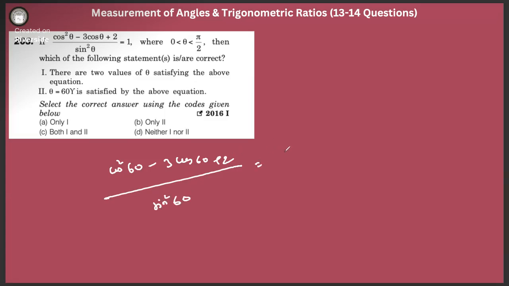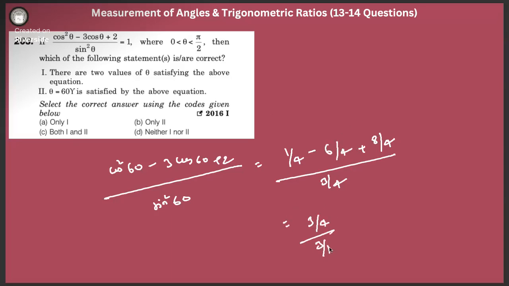Cos 60 is how much? 1 by 2. 1 by 2 square is 1 by 4. 3 into cos 60 is how much? 3 by 2. Plus 2, divided by sine square 60, where sine 60 is root 3 by 2, and root 3 by 2 squared is 3 by 4. Right, guys? Yes, sir. 2 can be written as 8 by 4, and 3 by 2 can be written as 6 by 4. So 3 by 4 divided by 3 by 4 gives us 1. So this is correct. Okay, option 2 is correct.